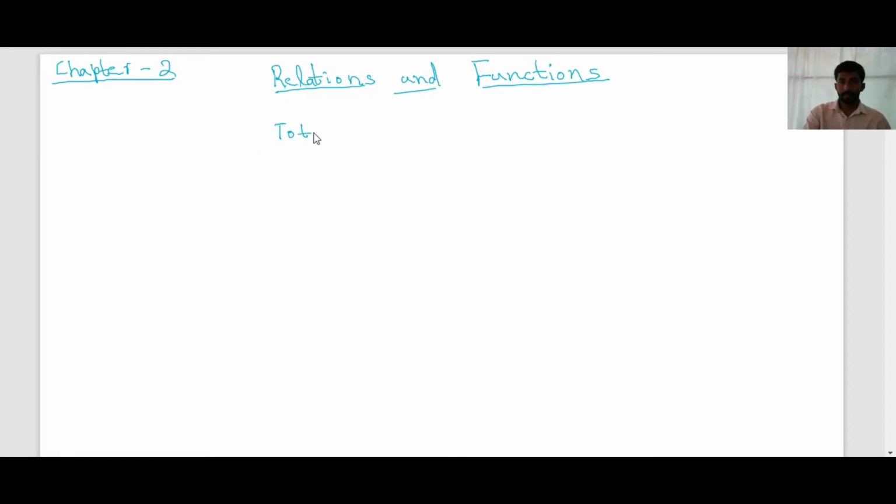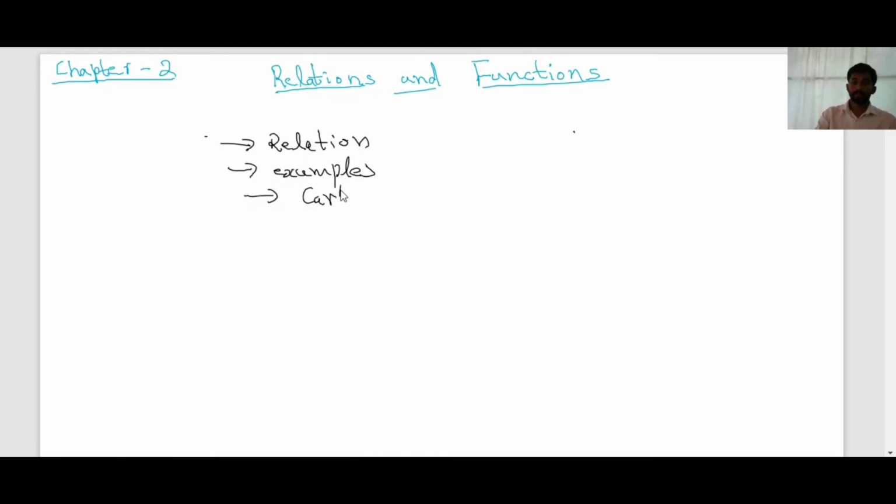Total marks, 11. Total 11 marks will be asked. In this, a 5 mark question 1, a 2 mark question 1 and a 1 mark question 1. In this session we'll see what is a relation and examples and Cartesian product and some problems related to Cartesian product.